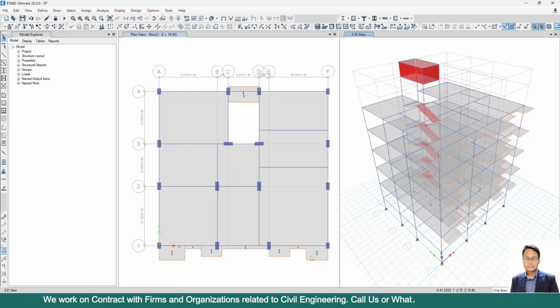Today I will show you how to calculate wind load parameters to input them into ETABS. And here I will use BNBC 2020, which is similar to ASCE code.